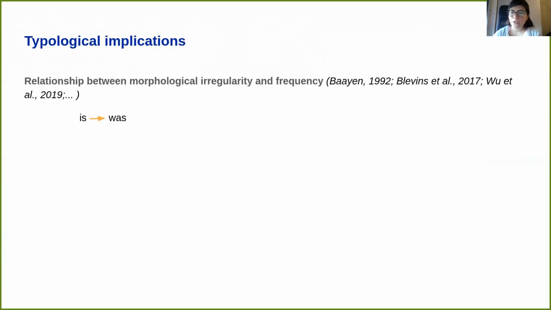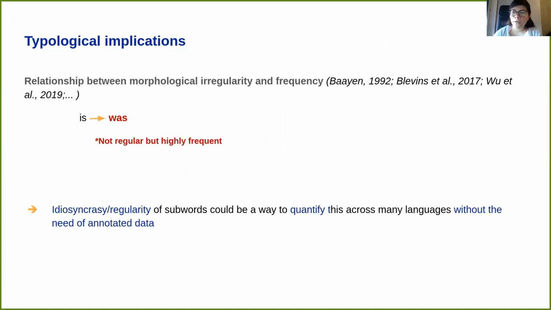Related to this, we know that in linguistics, the relationship between morphological irregularity and frequency has been widely studied. And some studies argue that irregular verbs are memorized and stored as whole items, while regular verbs are generated using patterns that are predictable. So our approach could be a way to quantify this across many languages without the need for annotated data.